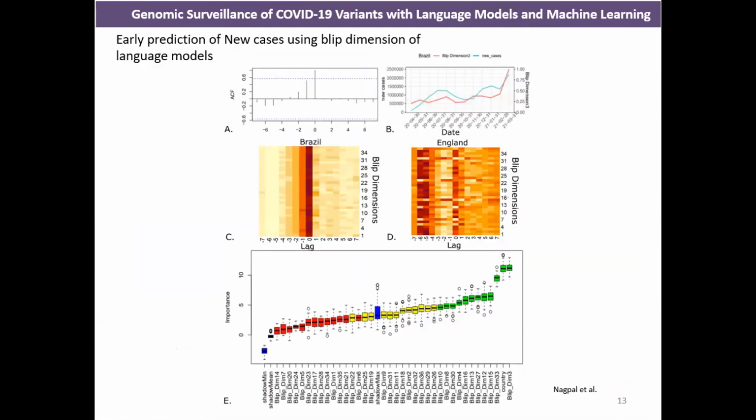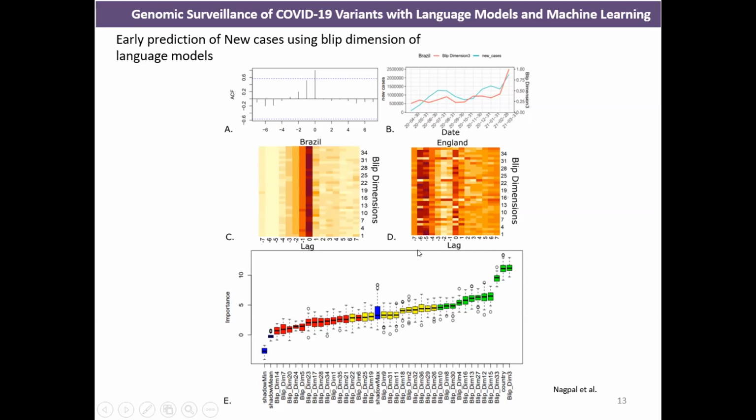In this modeling part itself, as Dr. Rintu and Dr. Tavpritesh talked about the genomic surveillance part, what we have done here is that we tried to model the new cases with the blip dimension extracted from the language models. This blip dimension represents the genomic sequences. What we observed using our cross correlation analysis is that the blip dimension was leading in countries such as Brazil, where you can see higher correlation on the negative side of the X axis, which means the blip dimension started showing some predictive ability prior to the happening of the new cases.